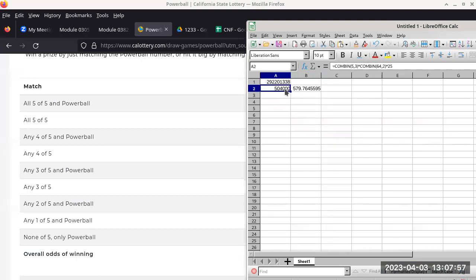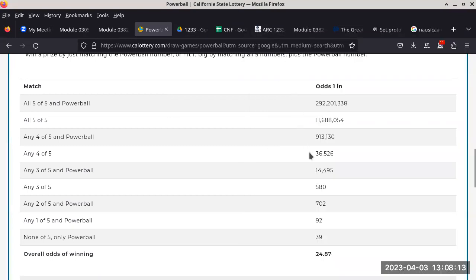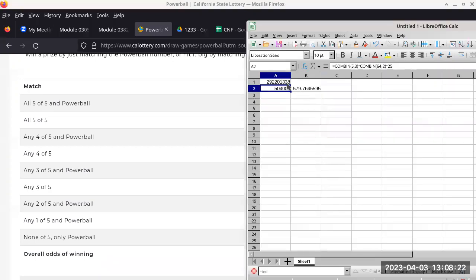Because this number here is the total number of tickets that win that particular prize. But the website is publishing a number corresponding to the chances, the reciprocal, which is one divided by 580. This number is not a whole number, because when you divide one by this number, you're guaranteed not to end up with a whole number. So it all works out.